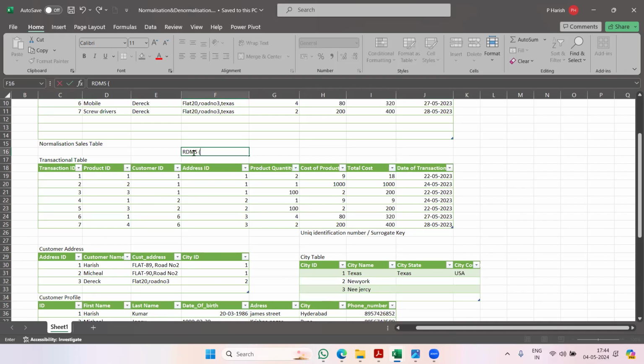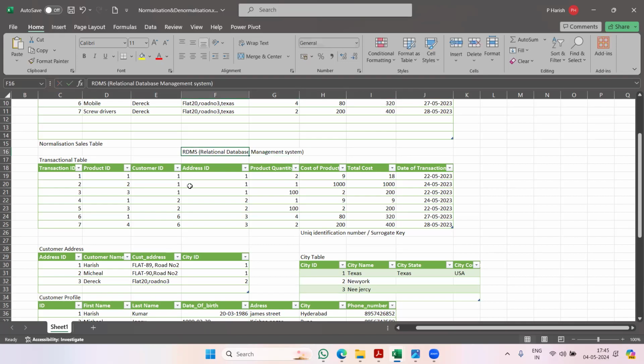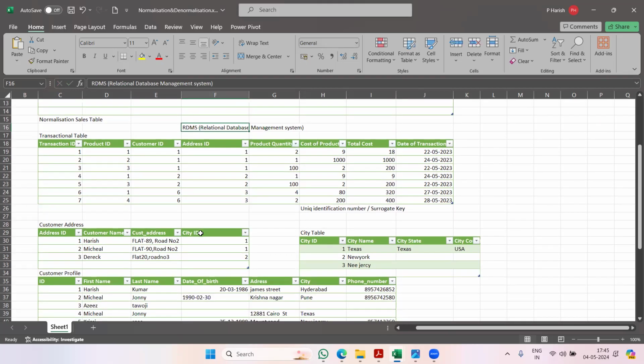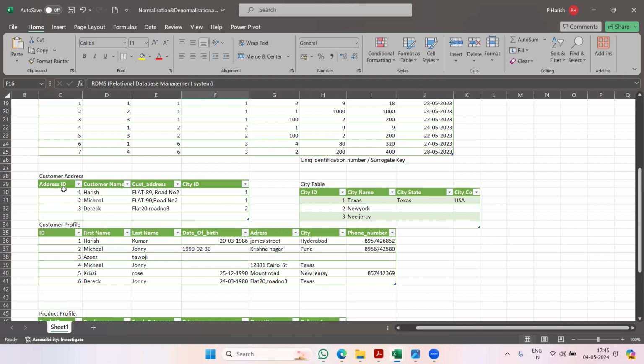RDBMS. Relational database management system. We are going to learn more about this one in our PostgreSQL, right? Further, if you see in the customer address also, I know that city name is going to repeat. Not just city name, but state and country. That means I don't want to repeat this Texas multiple times.